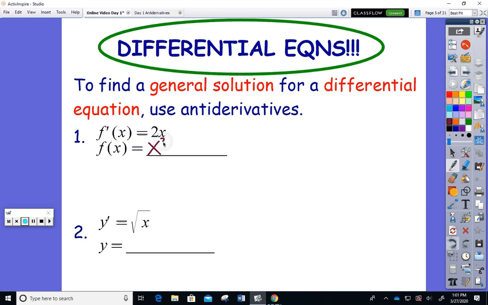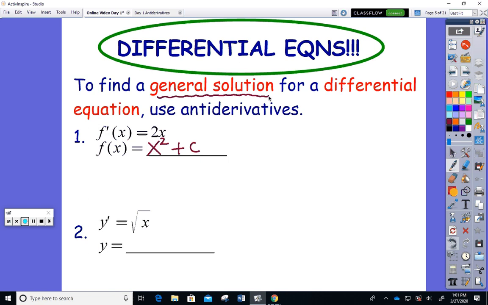Sorry, the screen is writing a little funny. And then don't forget, you're going to have to add plus c. Now, the fact that I'm adding plus c instead of a specific number means I'm getting the general solution. We'll talk about particular solutions on the next slide.